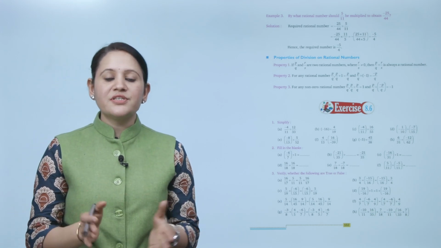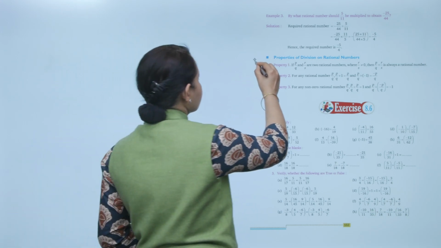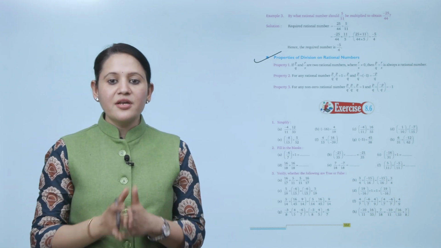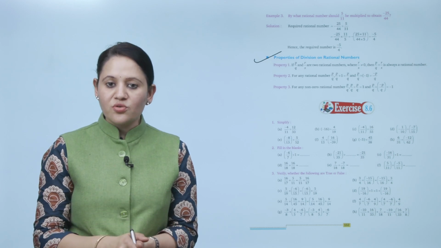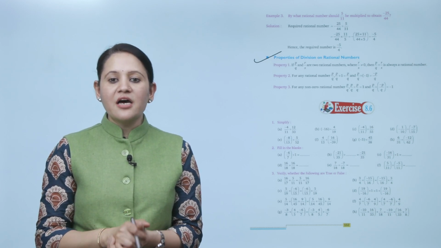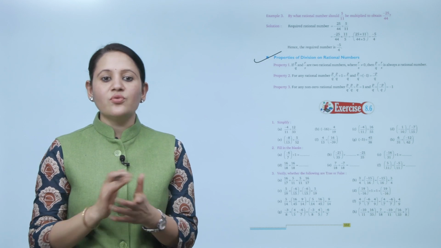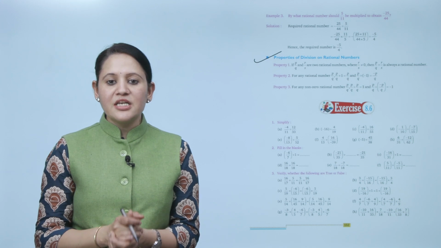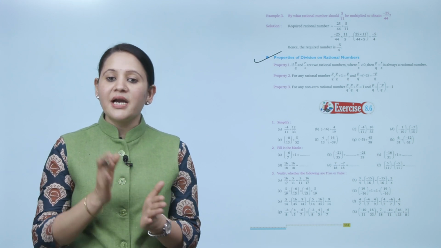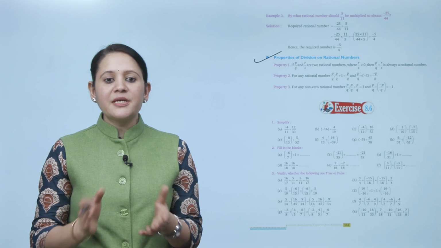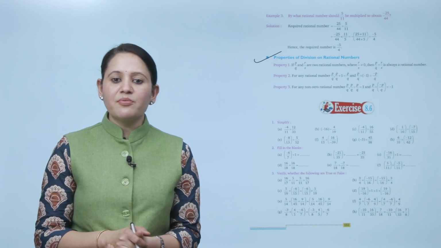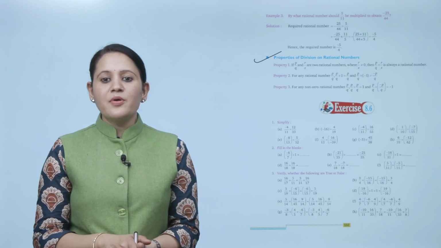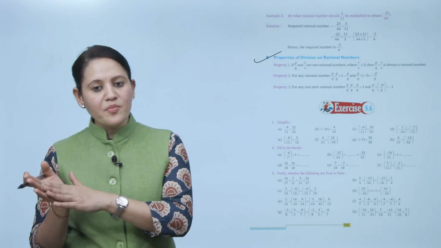Next is properties of division on rational numbers. Property 1. If p by q and r upon s are two rational numbers where r upon s is not equal to 0, then p upon q divided by r upon s is always a rational number. Property 2. For any rational number, p upon q divided by 1 equals p by q, and p by q divided by -1 equals -p by q. Property 3. For any non-zero rational number, p upon q divided by p upon q equals 1. p upon q divided by -p upon q equals -1.